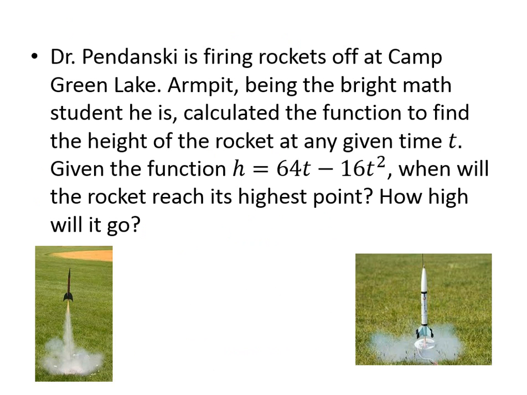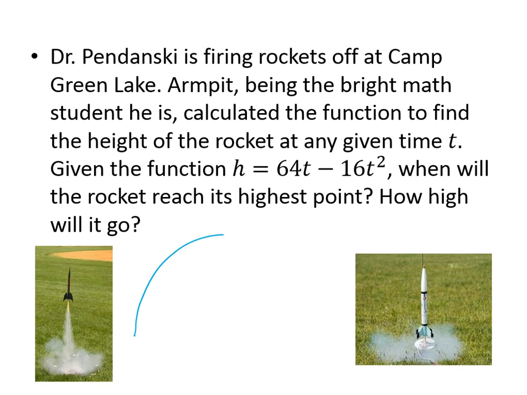All right, so let's look at an application. Dr. Pendansky is firing rockets off at Camp Green Lake. Armpit, being the bright math student that he is, calculates the function to find the height of the rocket at any given time t. Given the function h equals 64t minus 12t squared, when will the rocket reach its maximum height, or its highest point, and how high will it go? So what we're asking is basically what is the highest point?